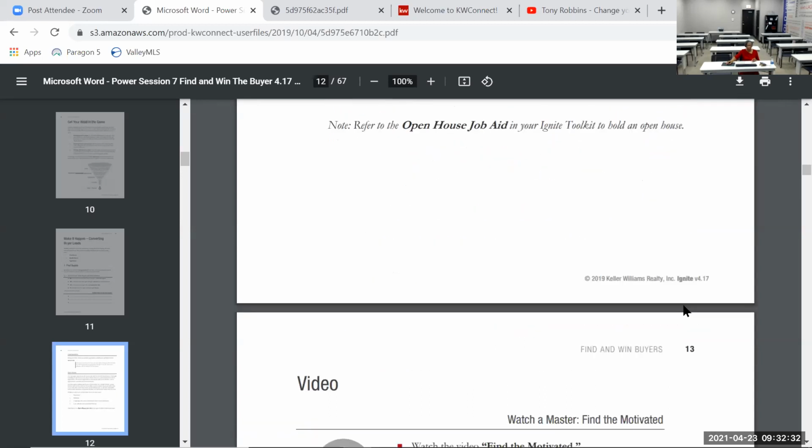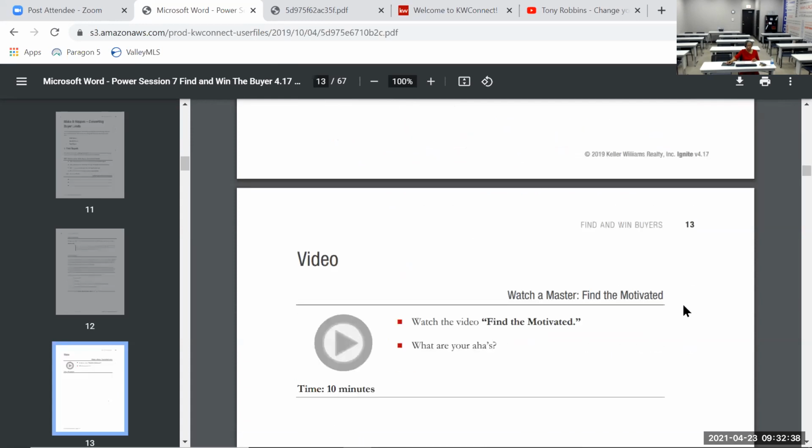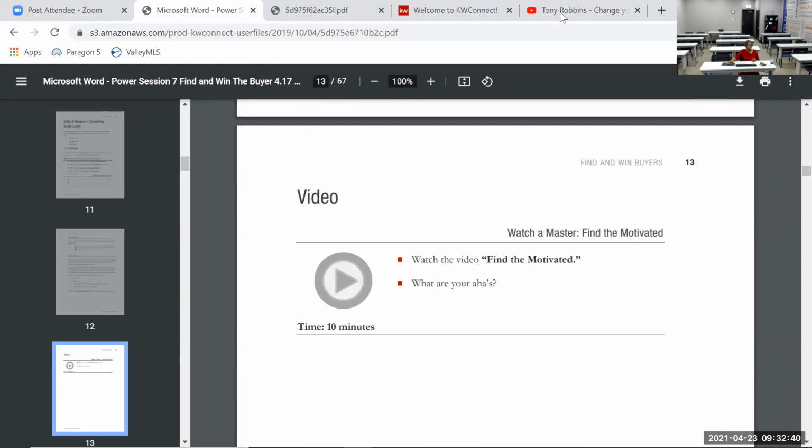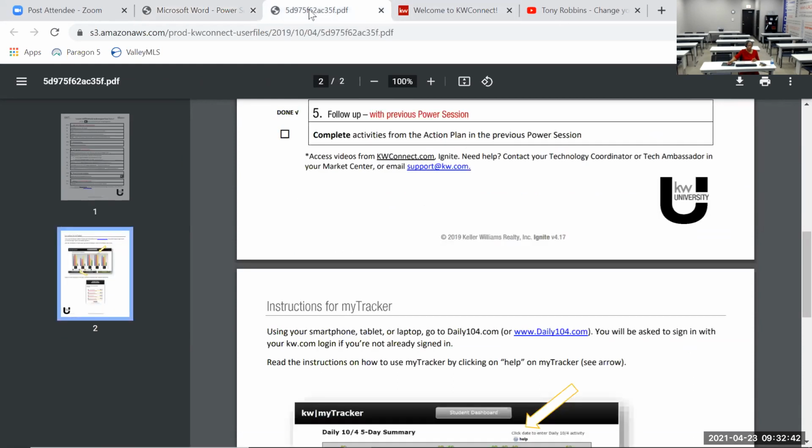And in your Ignite toolkit, there is an open house job aid. We also have open house training in our office. So be aware of that and stay tuned for that kind of stuff.